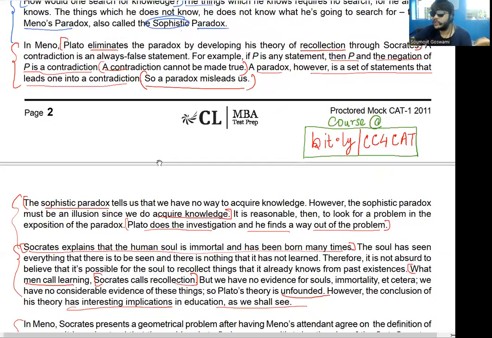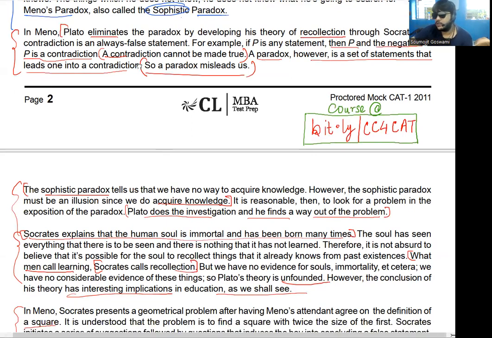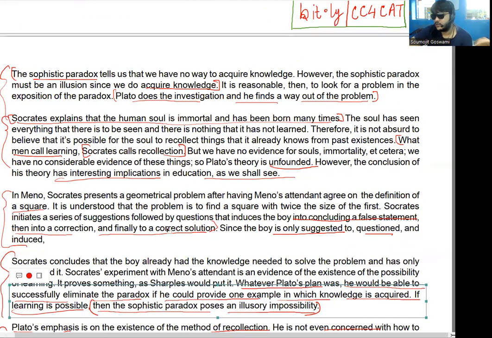Contradiction is an always false statement. If P is any statement, then P and the negation of P is a contradiction. That is exactly what I also said. So let's go back and see.